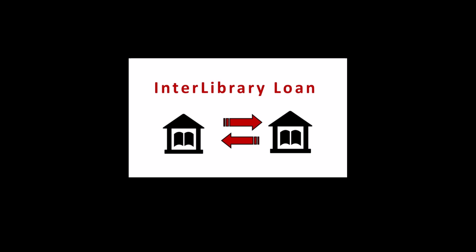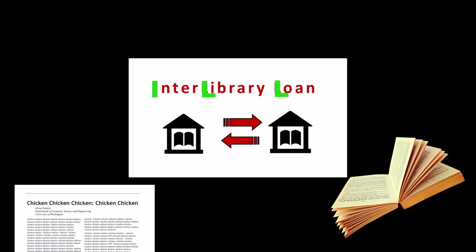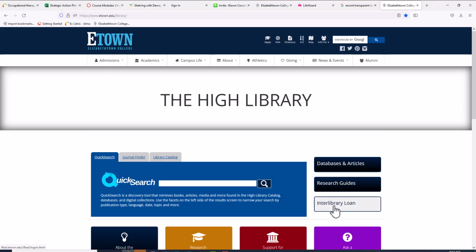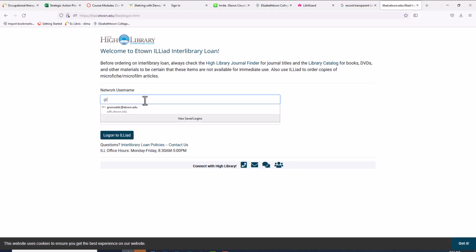Interlibrary loan, or ILL for short, is the system through which libraries share books, articles, and other resources. This video is a very basic overview to the ILL process. As you work in the library, you will likely become familiar with one or more steps of this process in greater detail. To process interlibrary loans, we use a program called Iliad.